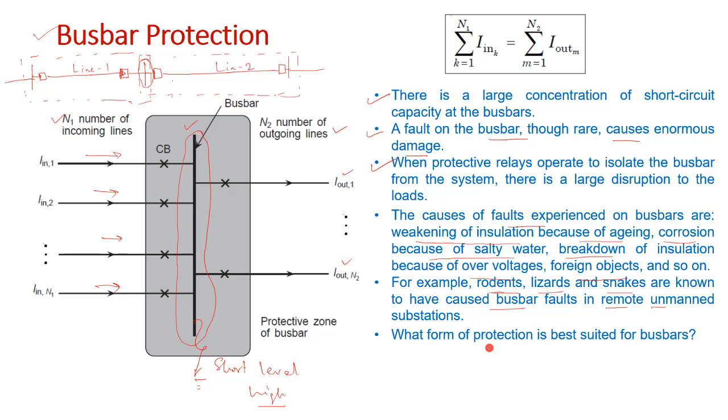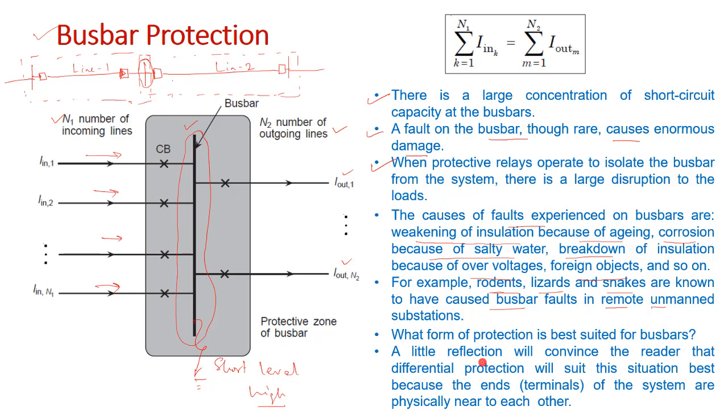So what form of protection is best suited for the busbars? A little reflection will convince the reader that differential protection will suit this situation best, because the ends, the terminals of the system are physically near to each other.